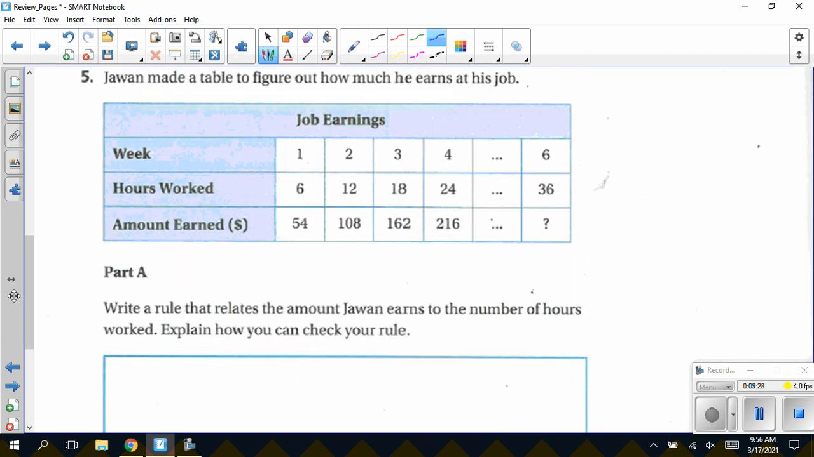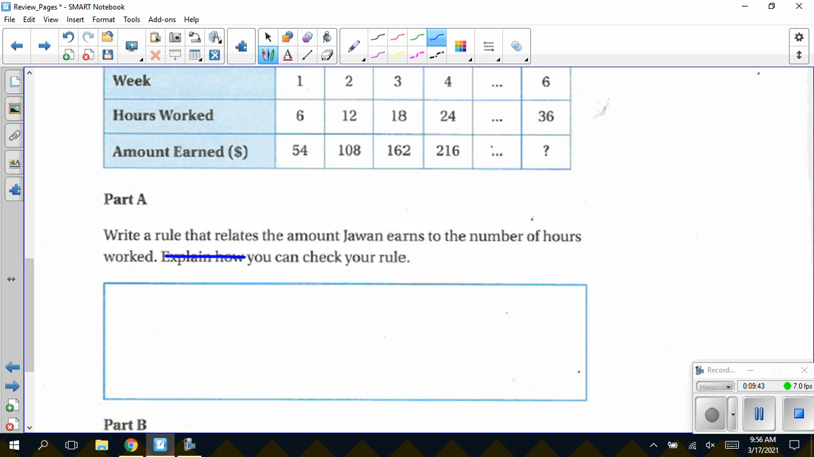Number 5 says, Juana made a table to figure out how much he earned at his job. For part A, they want us to write the rule that relates the amount he earns to the number of hours worked. We're not going to worry about explaining how we can check our rule. We're just going to create the rule to figure out how we are going from hours worked to the amount of money he earns.